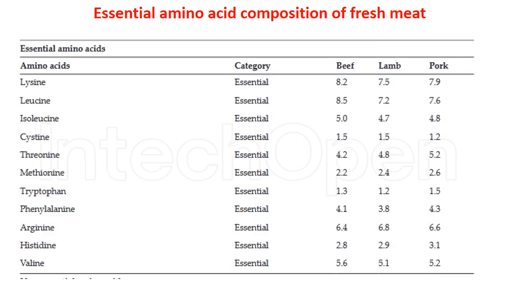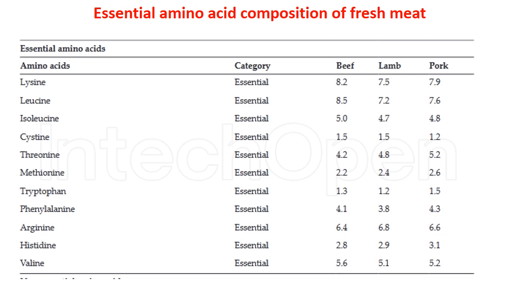Here in this table we will see the essential amino acid composition of important red meat. So red meat, here we have beef, lamb and pork. And as I told, some of the amino acids must be supplied through food; they are called essential amino acids. In case of human, it is 9. 9 of these amino acids are listed, and we can see here lysine. In all the three red meats it is around 7.5 to 9%. In case of leucine, again it is around 7 to 8.5% range. In isoleucine, it is around 4.7 to 5% range.